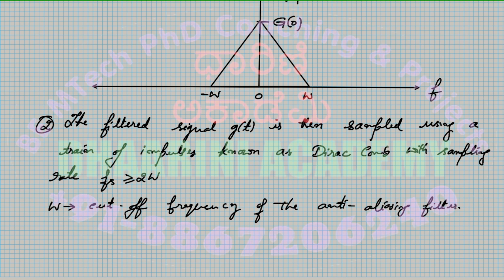Right. Now, what happens? We know that whenever I try to make the Fs much greater than 2W, whenever I try to perform the reconstruction of the G of F from G delta of F, I'm going to get more gap between the spectrum, right? So this actually brings what is called a guard band in place. So between the two triangles I'm going to get on the frequency side, I will have more and more space. So let me show you what I mean.